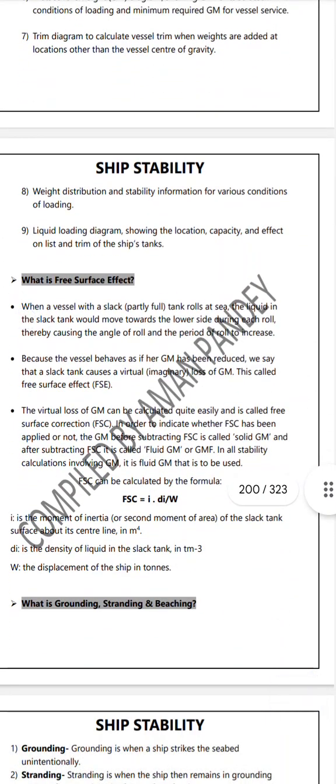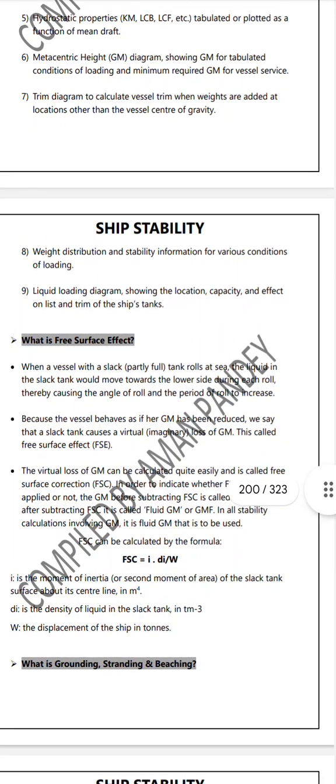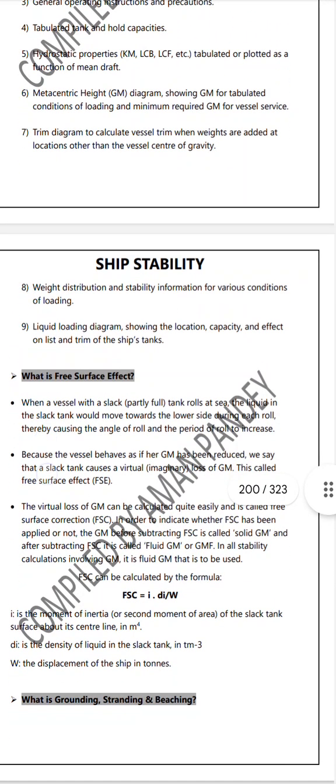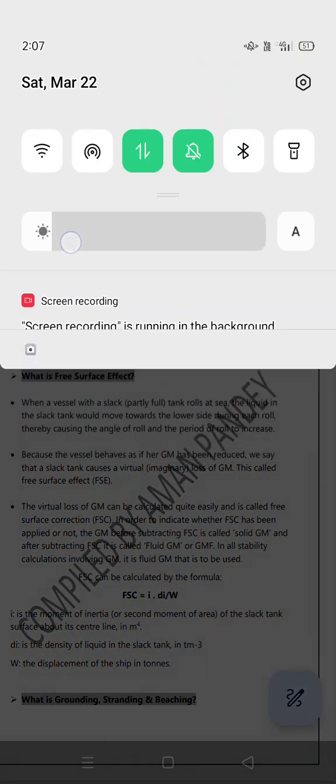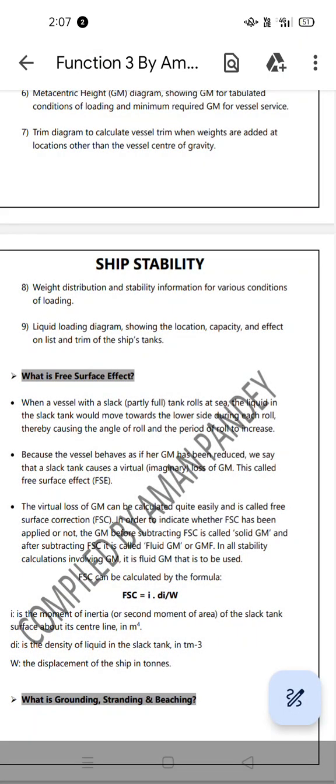Now, weight distribution stability information for various conditions of loading, and liquid loading diagram showing the location, capacity and effect on list and trim of the vessel tanks.